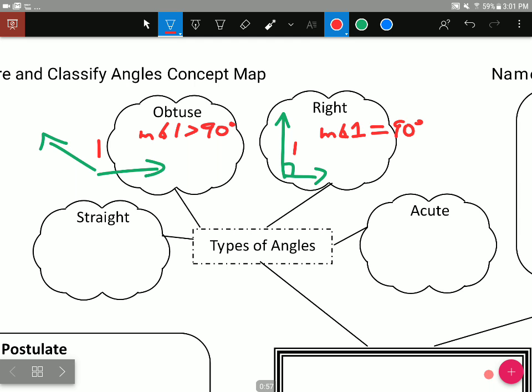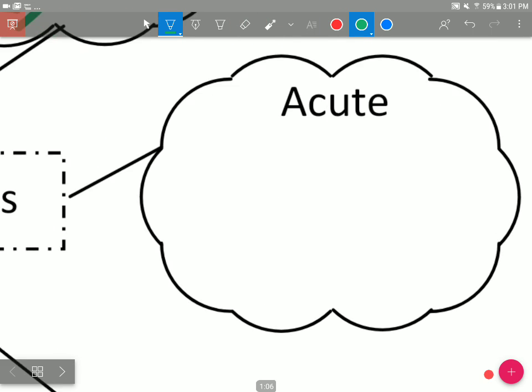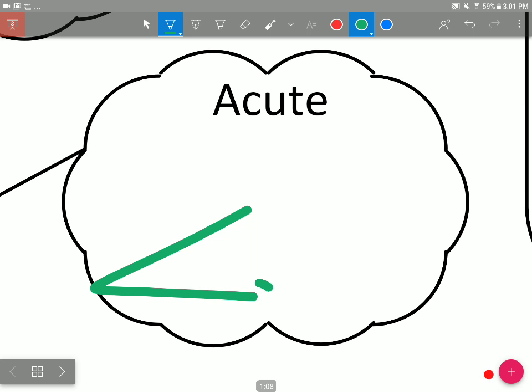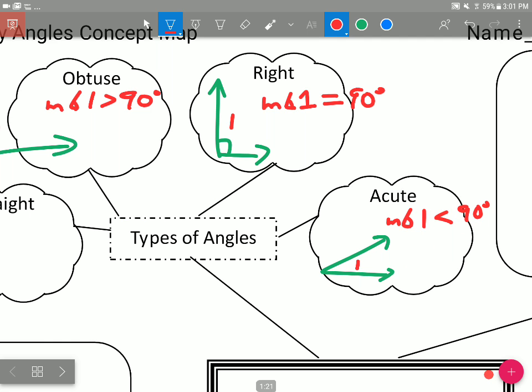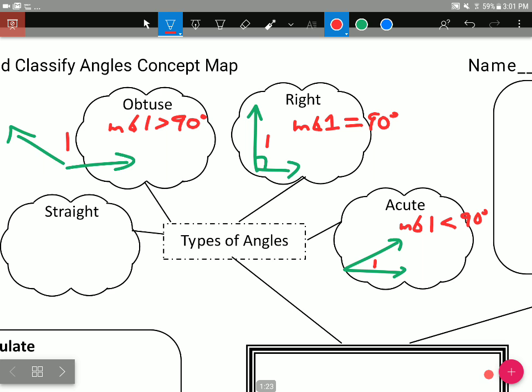Cool. What about an acute angle? What do you know about them? Yeah, it's less than 90. So here we go. Let me zoom in so I can draw it a little cleaner. Again, we'll call it 1. So the measure of angle 1 is less than 90 degrees. And greater than 0 is actually also true, because you can have negative angle measurements, but we're not going to talk about that in geometry at all. We'll leave that to pre-cal.